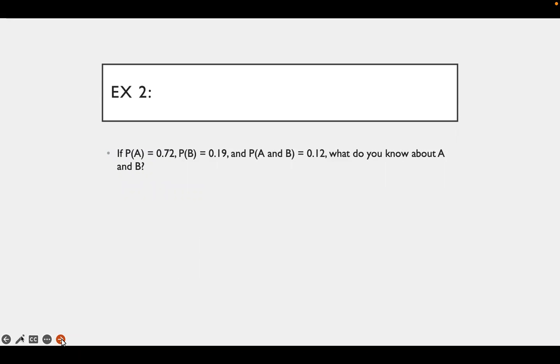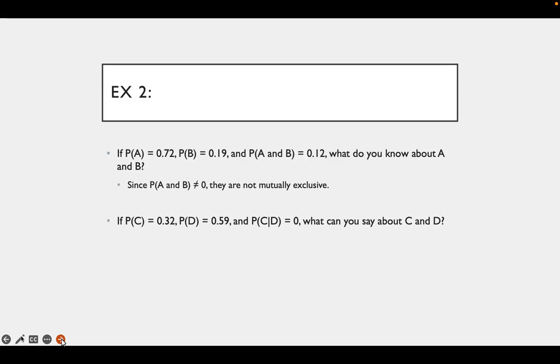If the probability of A equals 0.72, the probability of B is 0.19, and the probability of A and B is 0.12, what do you know about A and B? Well, pretty easy here, because all we have to look at is the probability of A and B. And we notice it's not 0. So because the probability of A and B is not equal to 0, we know these are not mutually exclusive. Because there is a value for the probability of A and B, that means they share common elements. So they are not mutually exclusive.